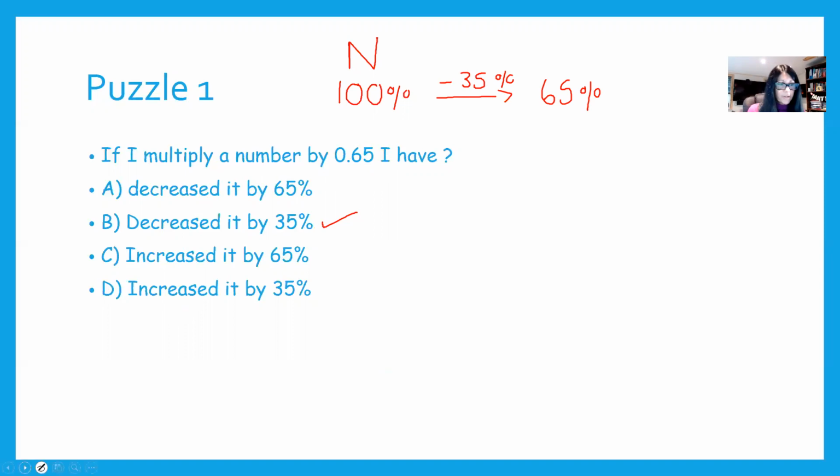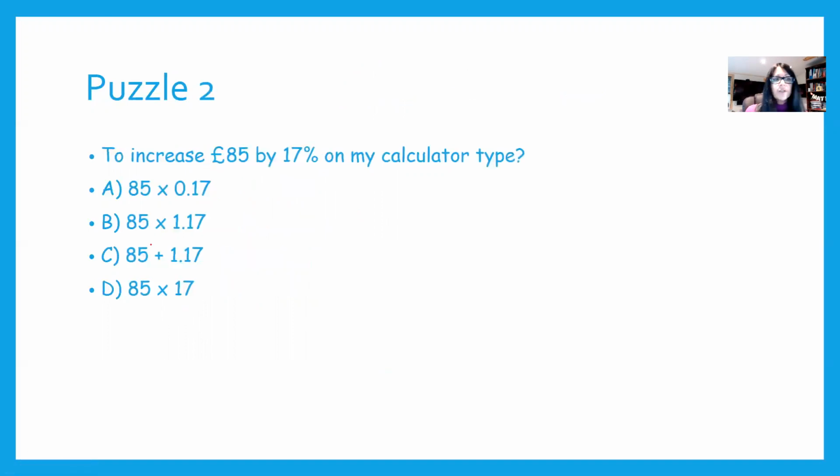Is the answer there? I've decreased it by 35%. There it is, done. Because if you're timesing by a number less than 1, you're going to make your answer smaller. Check it with a number, see if it works. Puzzle 2, to increase £85 by 17% on my calculator, what do I type? So I start with £85, which is worth 100%. I'm increasing it, so I'm adding on 17%.